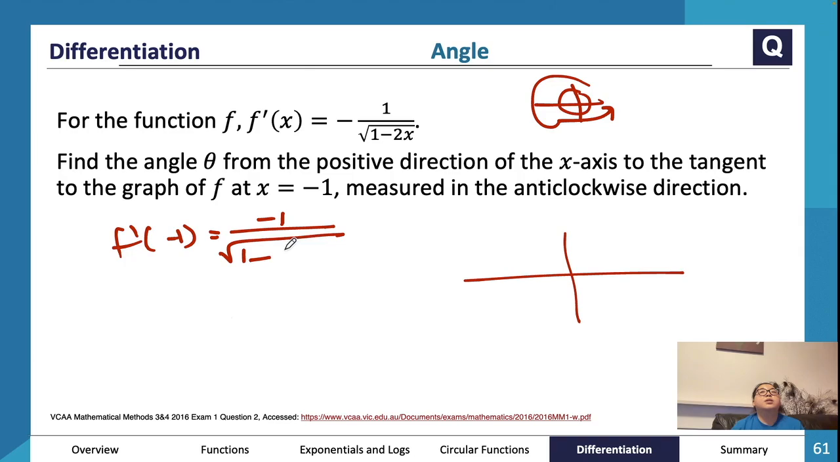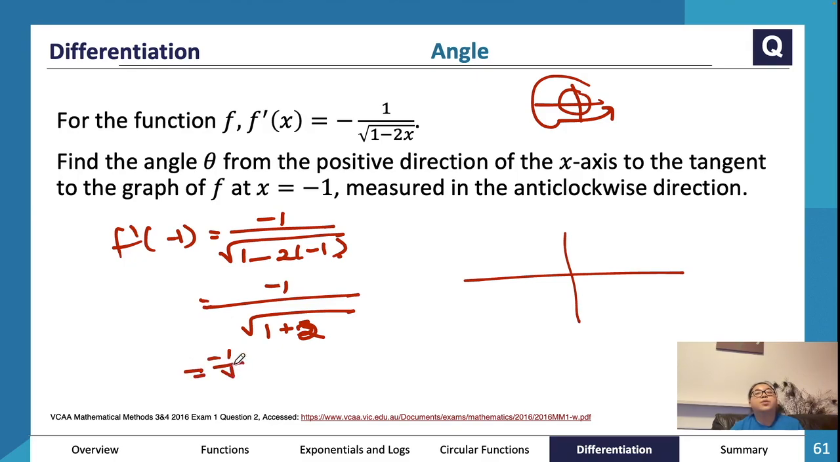minus 2 times -1, right? So that's going to be -1 over root 1 plus 3. 1 plus 2. Got ahead of myself. So that's -1 over root 3. Now, we're going to equate that to tan theta.